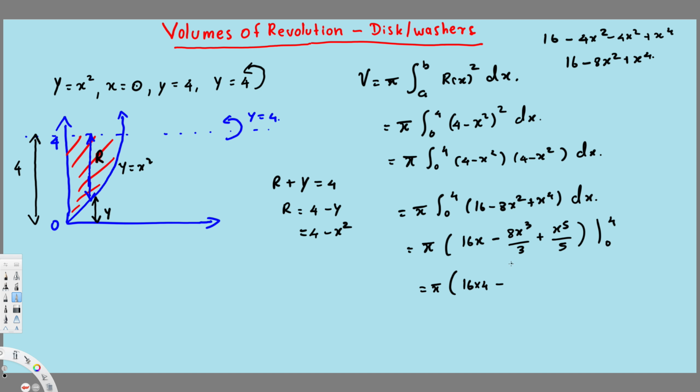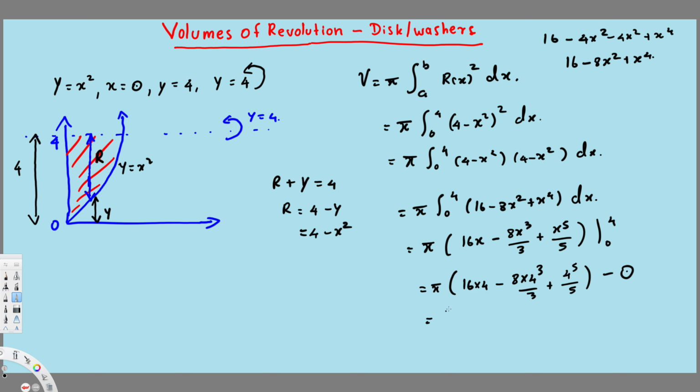So one thing we can do, we can take the common denominator, or we can multiply and then take the common denominator, right? So 8 times 4 cubed divided by 3 plus 4 to the power 5 divided by 5. Then if you substitute 0 for these values, all of them become 0. 16 times 0, 0. 8 times 0, 0. 0 over 5, all of them. We can simply subtract the 0, and that doesn't make any difference.